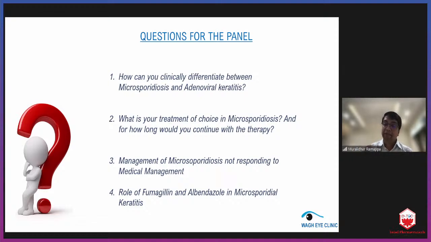Okay. And coming to the third one, Thygeson's. Thygeson's again is 80% of the time bilateral. And these lesions, as I have shown, again have a stuck-on appearance, but they're evanescent. If you keep seeing them every day, the lesions are moving. They move from the periphery to the center.